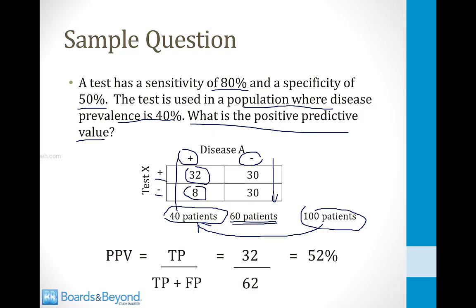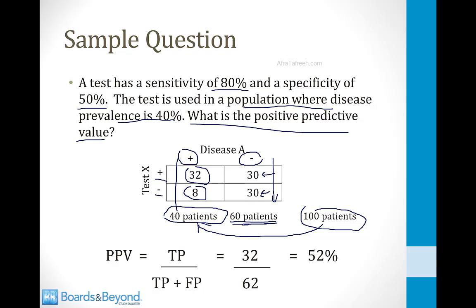For the 60 disease negative patients, we're going to split them up based on the specificity. The specificity is 50%. So we're going to put 50% of the patients, or 30 patients, right here, and put the remaining 30 right here. So now we have filled in this entire 2x2 table using sensitivity, specificity, and disease prevalence. That's a very important skill for you to have before you take Step 1. Make sure you know how to do that.